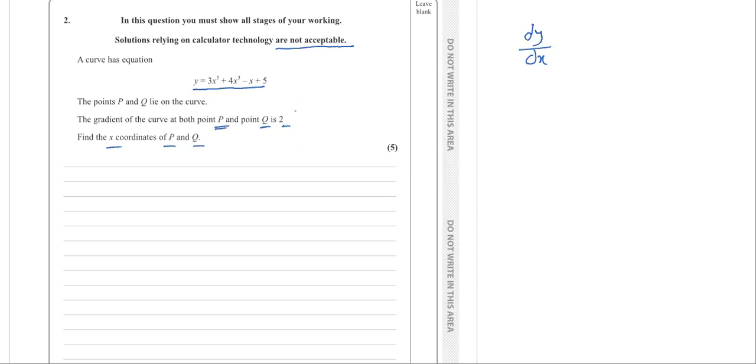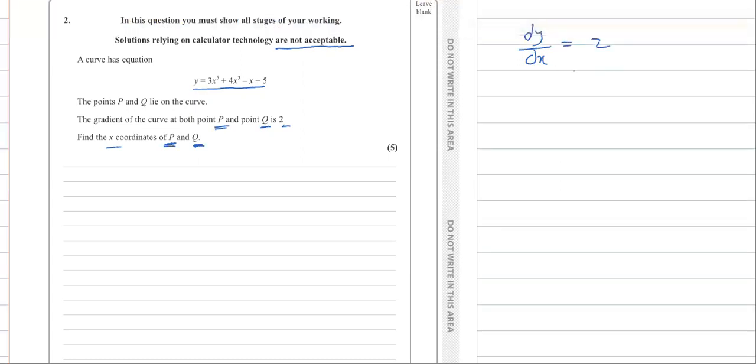So right now it is given the gradient is 2. It means at point P and at point Q, your dy over dx is equal to 2. That is given here. So using that, we will solve it and we'll find the coordinates of point P and point Q. So first find dy over dx. So what is dy over dx?